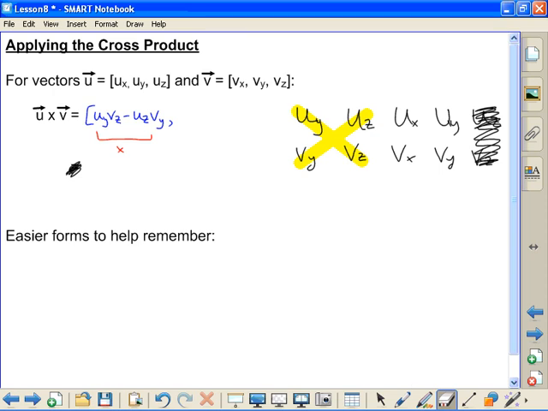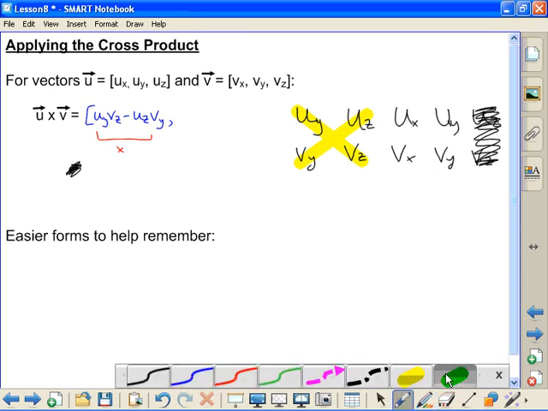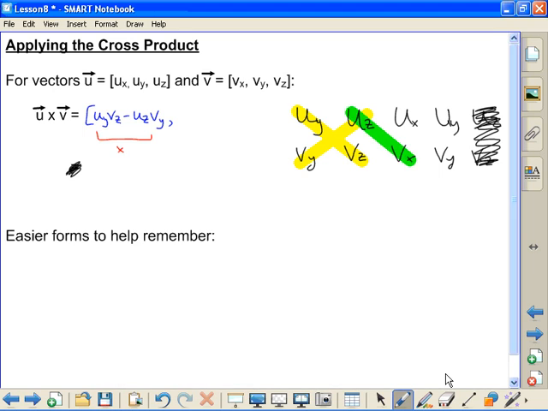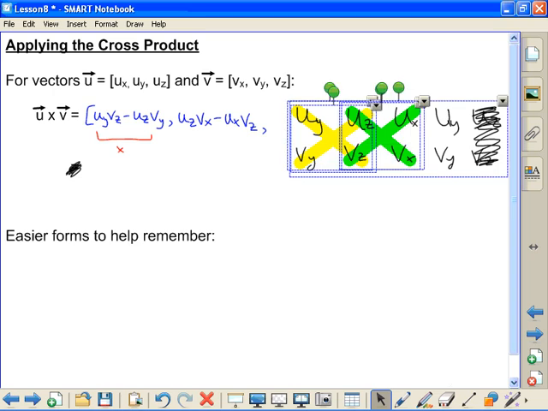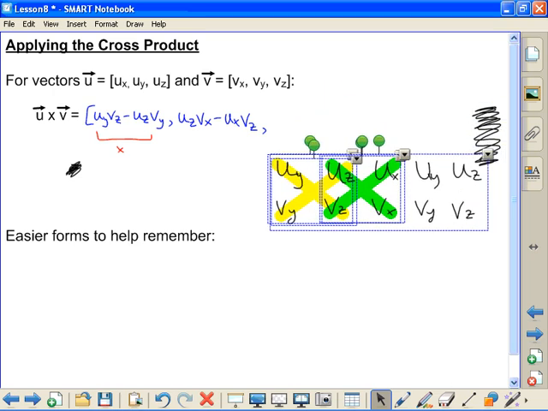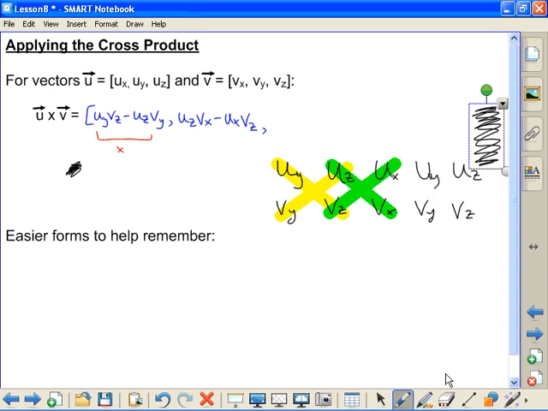Make a bit more room here. Next, I take my next colored highlighter, and now I'm going to multiply uz with vx, minus ux vz. So uz multiplied by vx minus, it's always subtraction, ux multiplied by vz. And that turns out to be our y component, our y value. Just bring this down. And there's our y component.